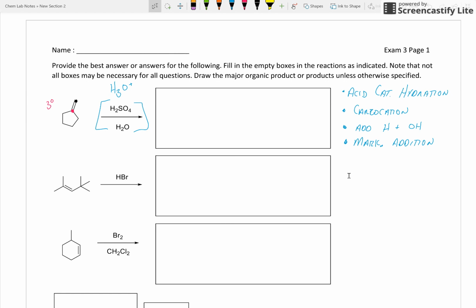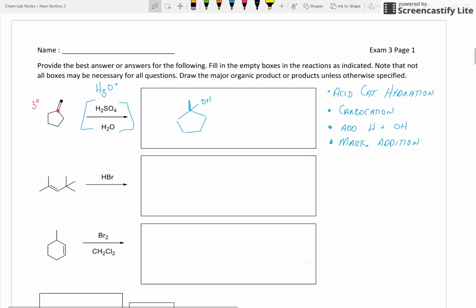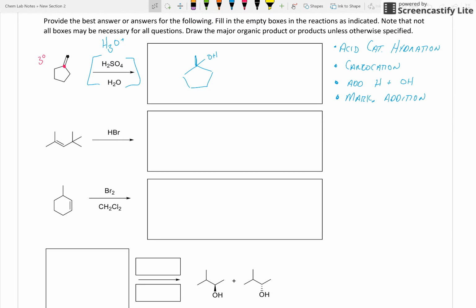So we're going to add our OH to the most substituted side. There are our carbons, and we bring in our OH, and there it is. Pretty simple to begin with. Add your OH to the most substituted side. Now, it's not a chiral center there, so we don't have to worry about R versus S or the racemic mixture. We can just show one example there. Moving on down to the next question, we have HBr.